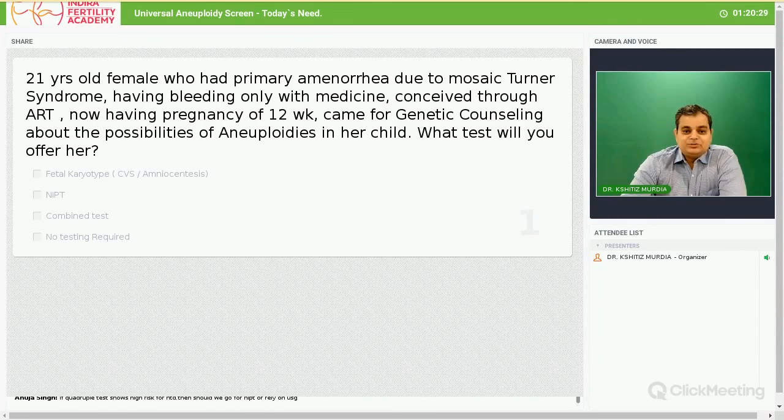I feel so, but don't go by the fact that the mother is mosaic Turner, because though she is Turner, she has conceived through the donor cycle. So combined test is the only option right now here. Fetal karyotype is not required. NIPT again not required because it's a pregnancy through the donor egg, and the best option available over here is to do the combined test for the patient.